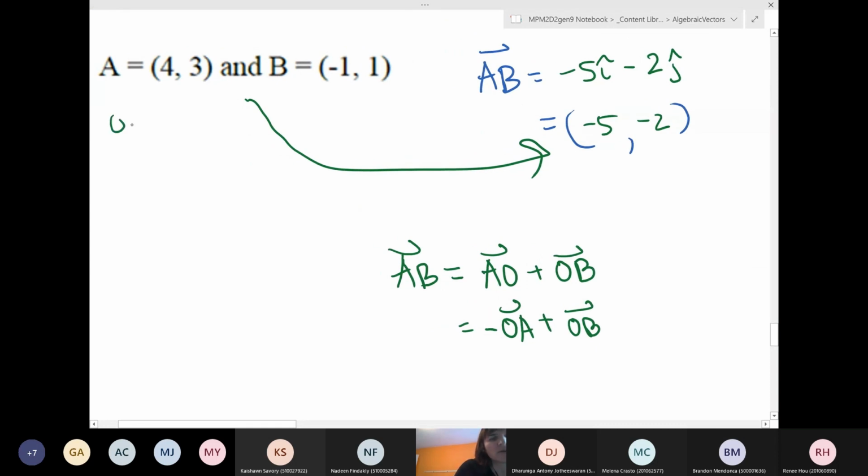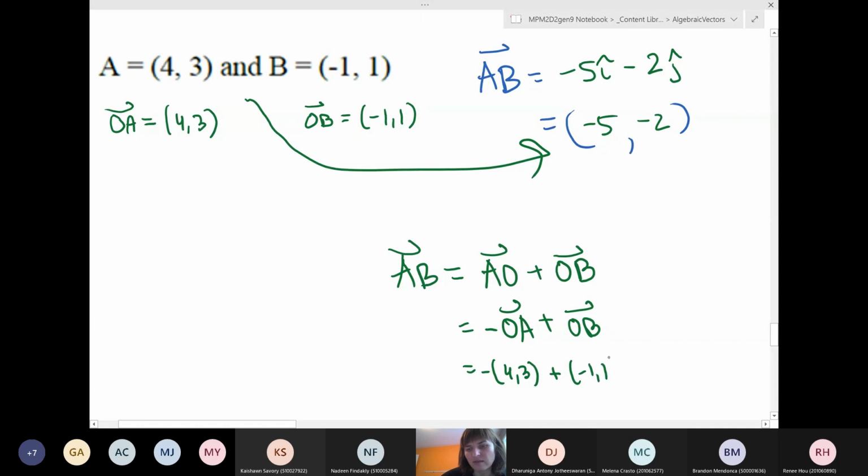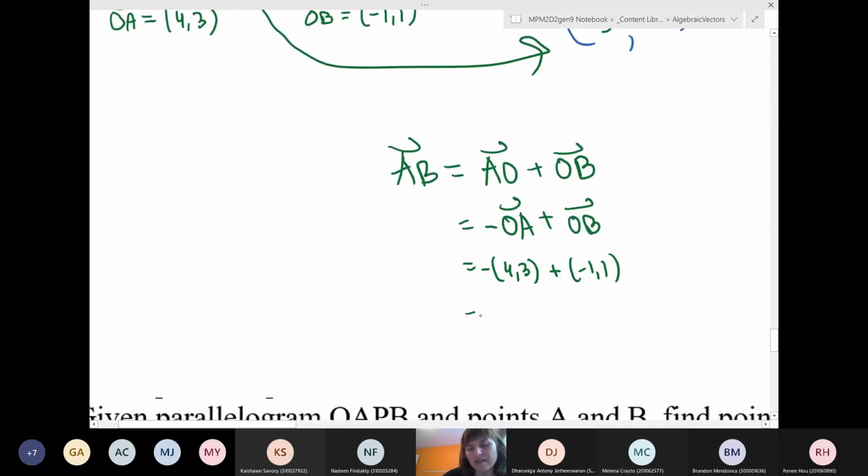So I would say that O to A is a vector 4, 3 exactly. And vector OB is a vector -1, 1. So it's now no longer points, they're now vectors. And so if you were to put those in, don't forget the negative in front. If you put those in, and then when you're adding vectors, remember what it actually means. This means that there is a negative in front of 4i hat plus 3j hat and plus -1i hat plus 1j hat. And then you just deal with it with algebra.